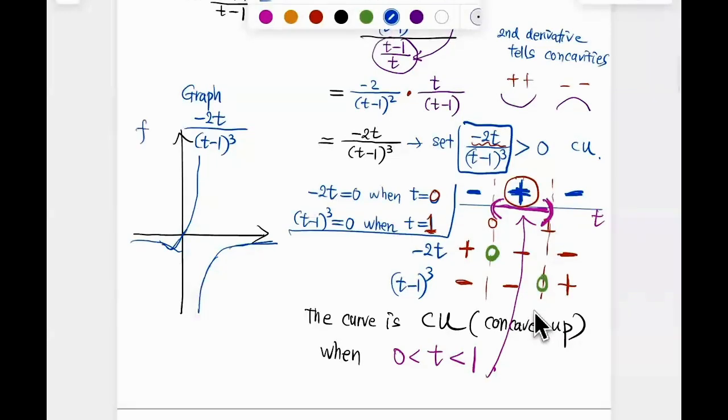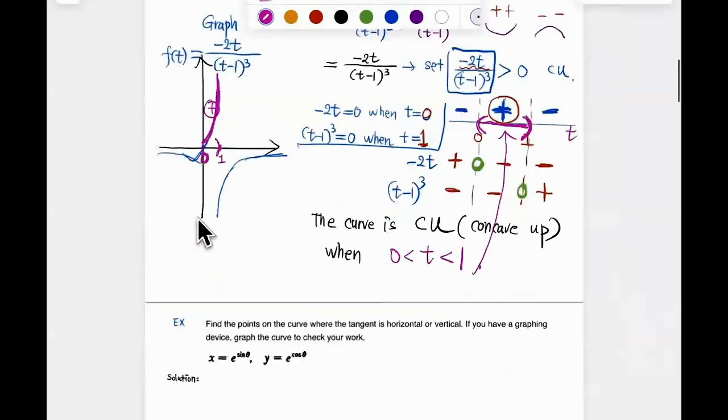It's f of t equals this. Now from this, we're looking for positive, right? We're looking for this to be positive. Then you see over here, from 0 to 1, it is positive, and the rest will be negative. So if you want to use the graphing calculator to solve this, you can actually see right here, because right here is positive. Okay. Wow, that's a lot of work, isn't it? All right, let's just do one more example.